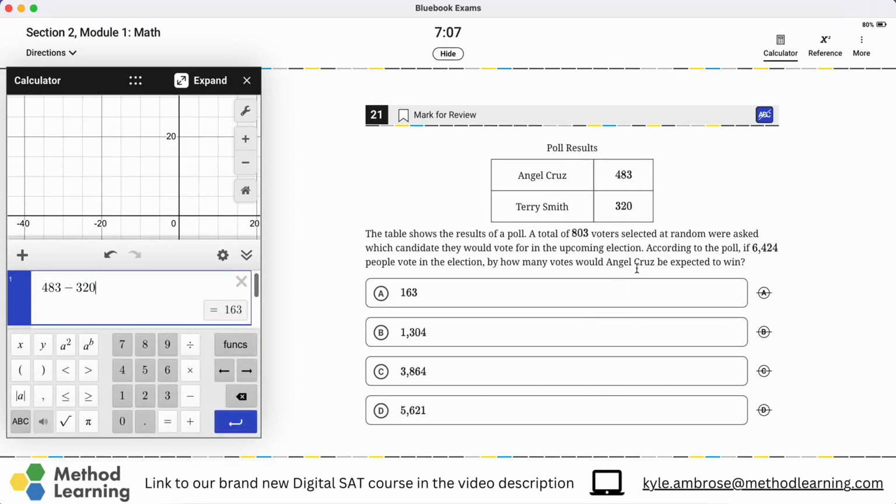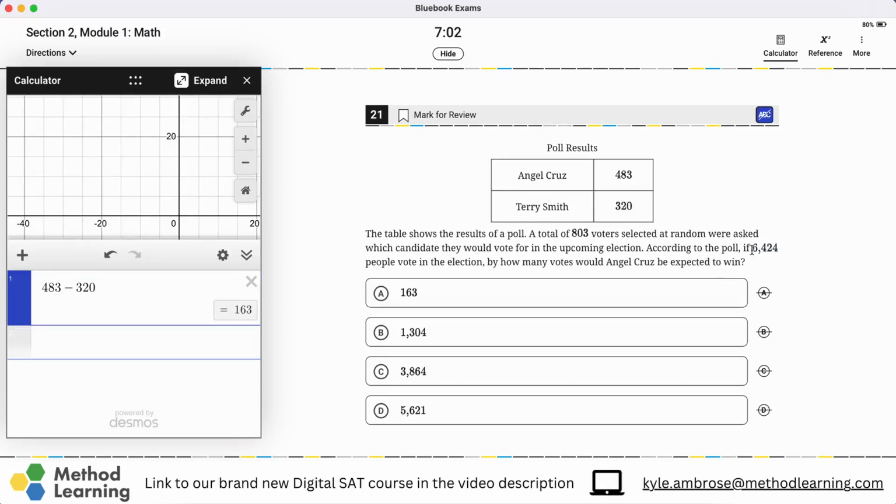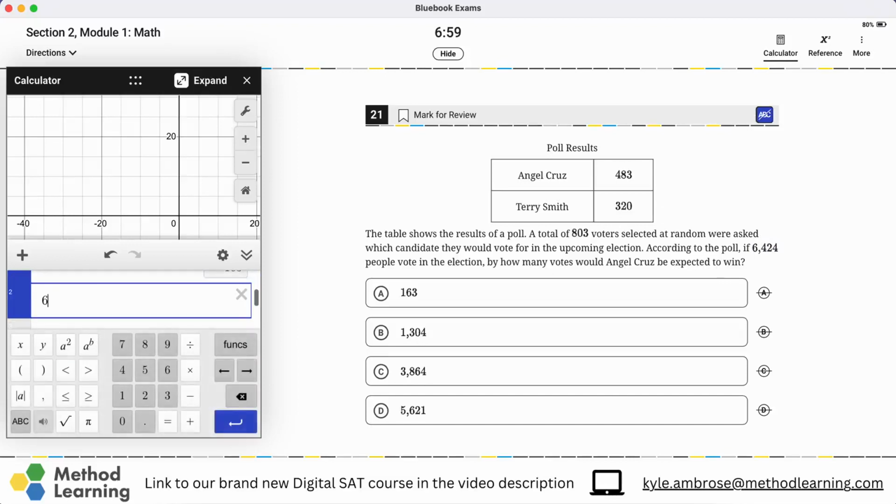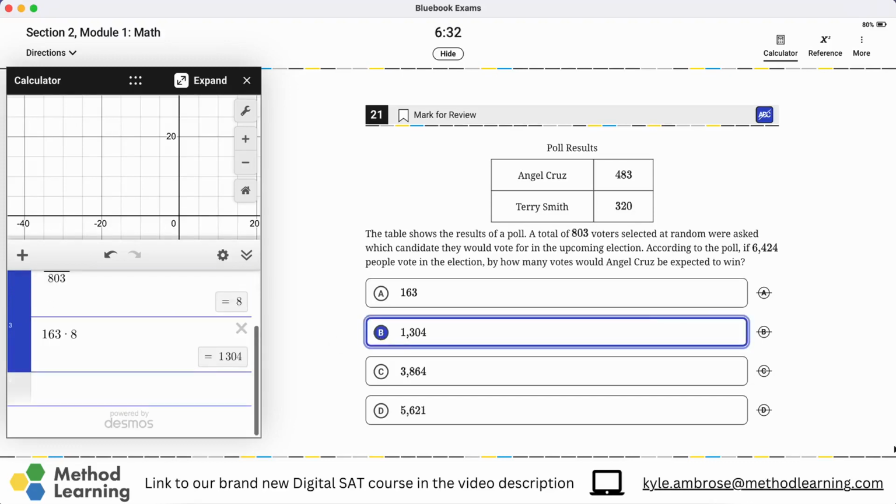The question is, how many times bigger than the poll is the actual election amount of voters? 6424. So let's do this. 6424 divided by the polled amount of people, 803, it's 8 times as many people. So that means that if he was going to win in the poll by 163, he should win by 8 times that amount in the actual election, because the number of people in the election is 8 times more. So let's just do 163 times 8. 163 times 8, 1,304. There's our answer.